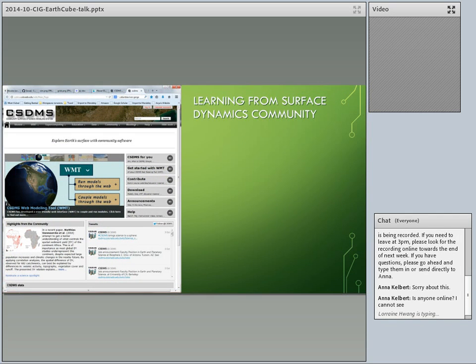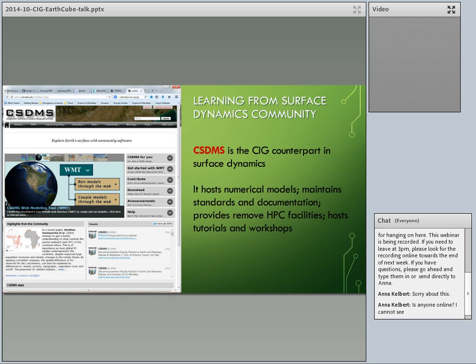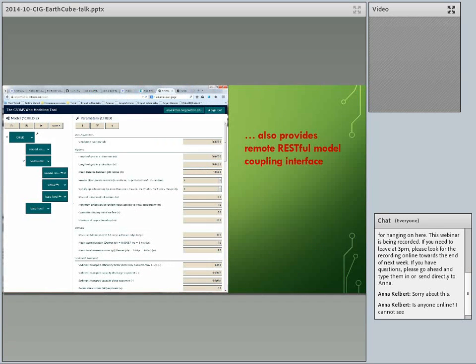Communities that we're trying to learn from. CSDMS community is our counterpart in the surface dynamics community. It hosts numerical models, it maintains standard documentation, provides remote high-performance computing facilities, holds workshops. It does host a range of models from different disciplines. One of the things that it also does is provide a remote interface for model coupling and remote HPC facilities. That's something that I don't think CIG currently has. So you could configure a model. This is just one specific model, CHILD. You could configure components that are coupled to CHILD, and each of these have the input configuration parameters. Data could be uploaded to the server, and then you click a button and run everything on the HPC facility.